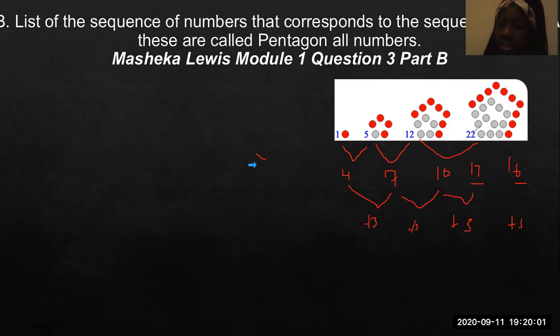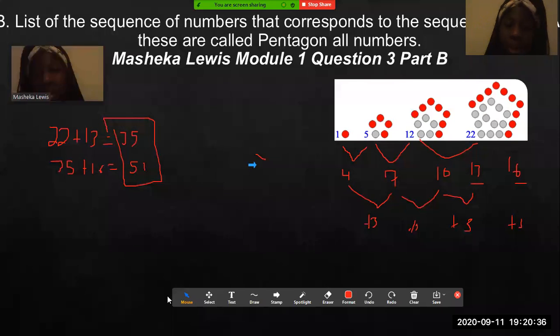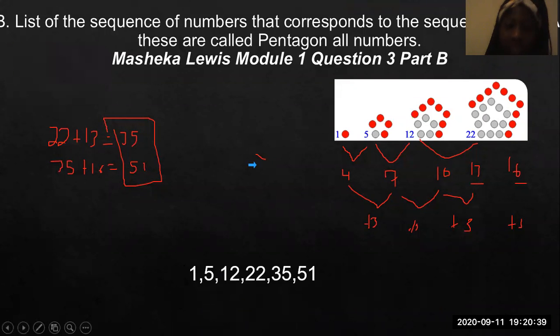And then we'll have to add this to the number that was previous. So 22 plus 13 will equal 35. 35 plus 16 will equal 51. And these are our missing correspondences that we just found. So 1, 5, 12, 22, 35, 51. And let's check our answer. And there we go. Let's go to the next.